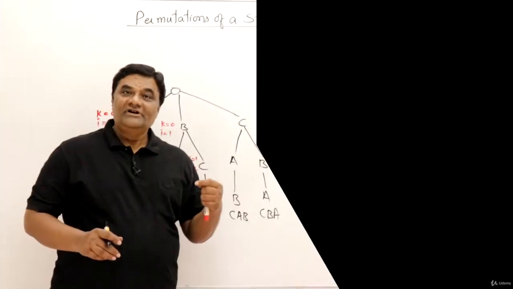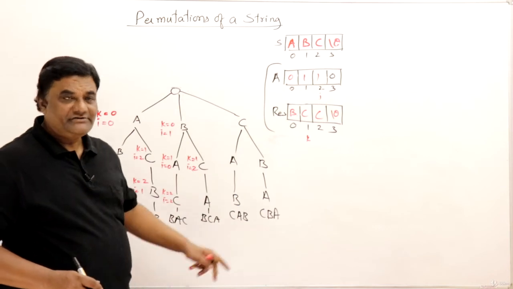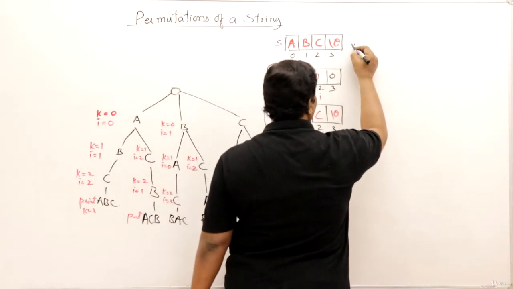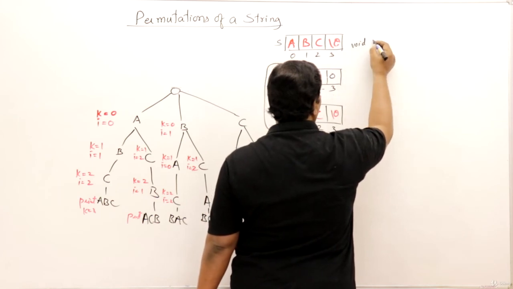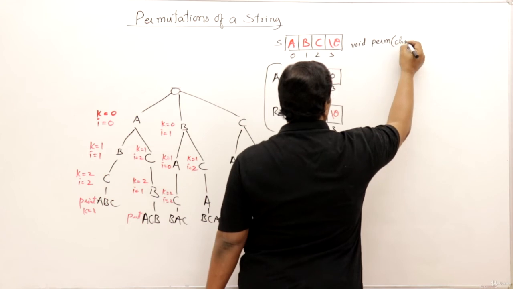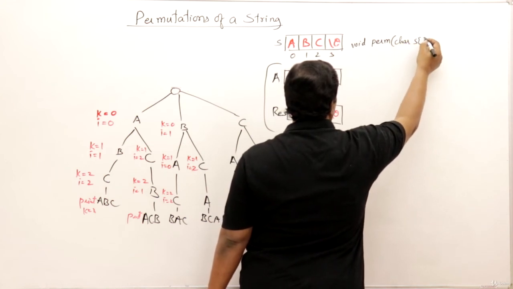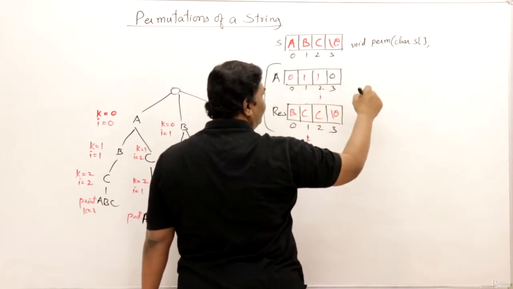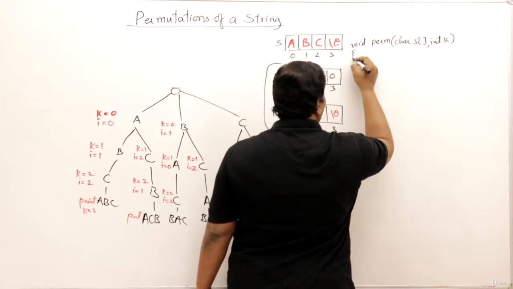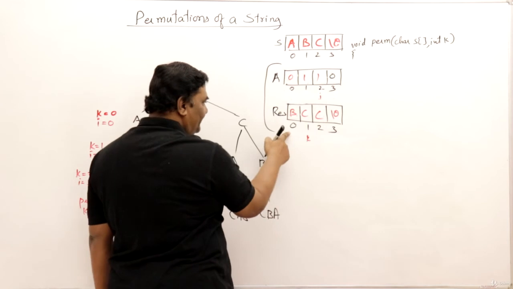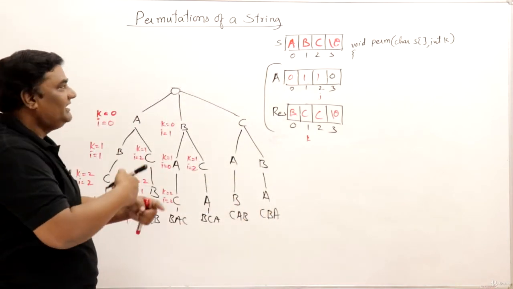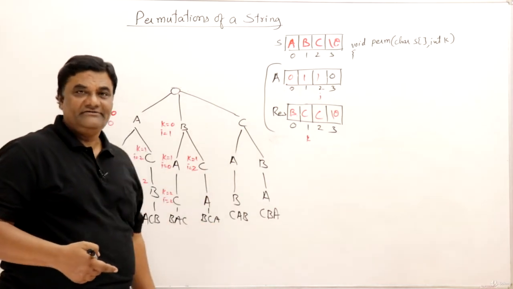Now let us write a function for performing this permutation. Let us start writing the function. Void, I will write the function name as PERM for permutation, and it should take an array of characters, that is a string, and also it should take K, that is the call number, for the result. You remember K is 0 here, K is 1, K is 2. So in every call it will be incrementing K and calling itself.